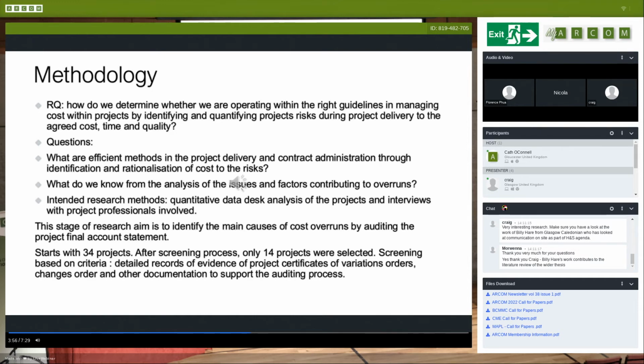The overall research question is to determine whether we are operating within the right guidelines by managing the cost through identification of project risk to the agreed cost, time and quality. We also wanted to know what we can learn from the analysis of the issues and the factors contributing to the overruns. Our research methods at the beginning of the research are quantitative data analysis of the projects and interviews with the project professionals.